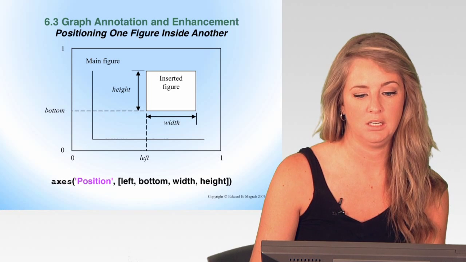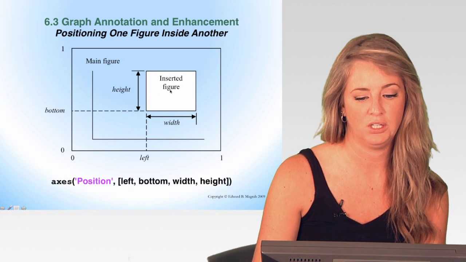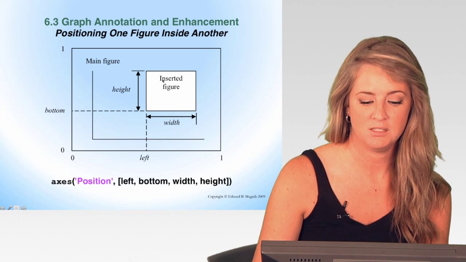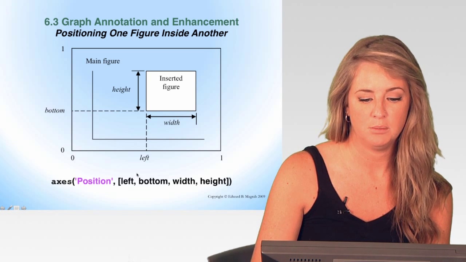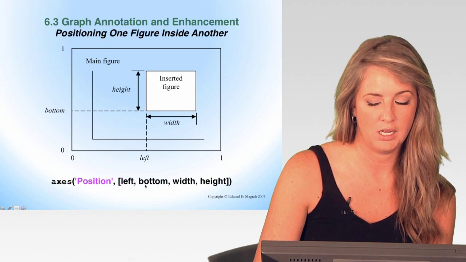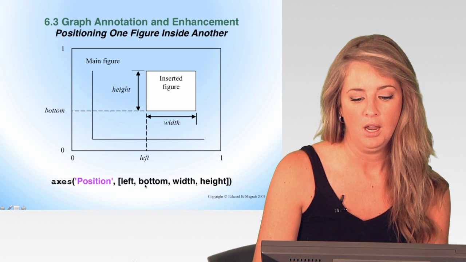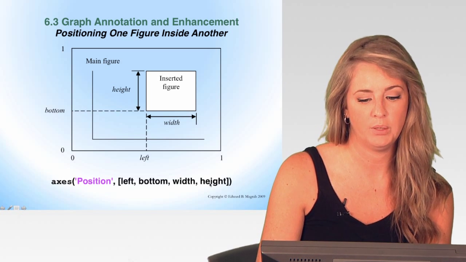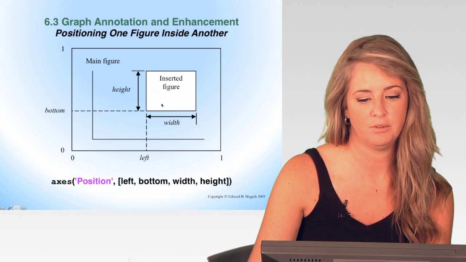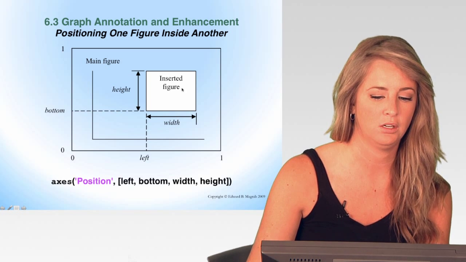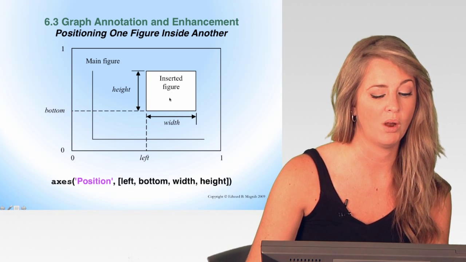So as you can see here, if we're trying to position a figure inside of a figure, we could specify the left and bottom, which is the X and Y coordinate of the origin of the figure, and then the width and height that we want that figure to be. So for example, if we specified those, we could insert a figure up here in this top right quadrant.